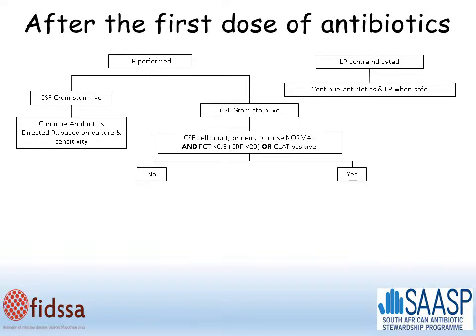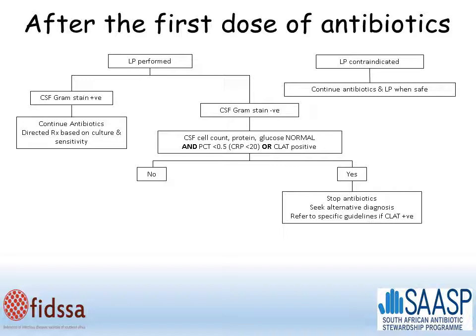If the gram stain is negative, the next piece of information you'll get is a cell count, protein, and glucose from the CSF. You may also have access to a procalcitonin or a CRP and a cryptococcal latex antigen test, the CLAT, in a patient with HIV. If the CSF is entirely normal and the inflammatory markers are normal, or the CLAT is positive confirming cryptococcal meningitis, then it's safe to stop antibiotics, seek an alternative diagnosis, and if the CLAT is positive, refer to those guidelines for treatment.